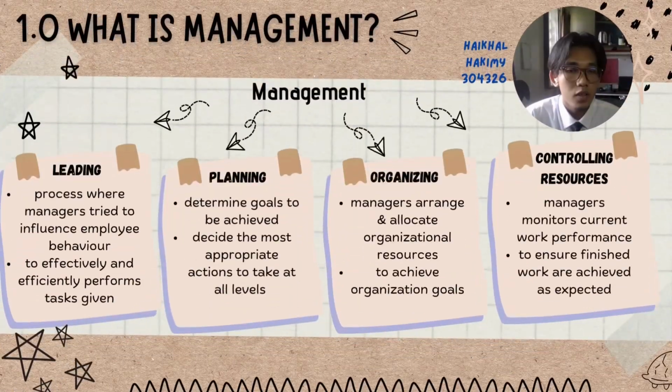Alright, let's take a look at the first slide, which is 1.0, what is management? We use the word management a lot in our life. For instance, time management, financial management, family management, and more. But what does management mean? To put it simply, management has 4 different key processes. As stated in the slide: planning, organizing, leading, and controlling resources.